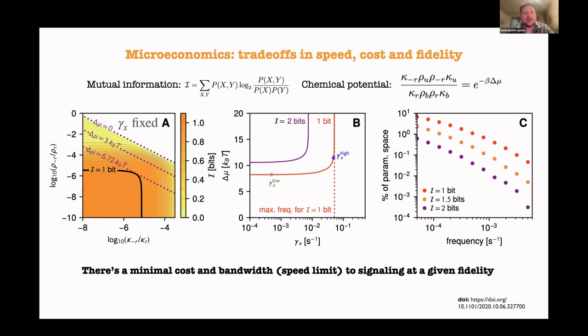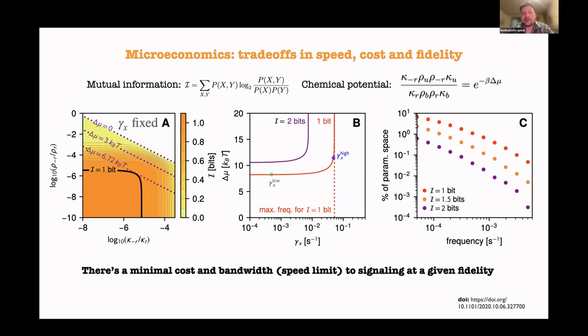At fixed signaling speed, what we can do is on the left here, we can figure out for a given fixed mutual information, what is the lowest chemical potential that we require to signal with that fidelity? And so basically what we've done in the center is we've plotted that minimal chemical potential for various different signaling speeds. And what we see is that this curve has two main features. The first is that there's a minimal cost below which you can't signal at any speed. And there's a maximal speed limit or bandwidth past which you can't signal at any cost.